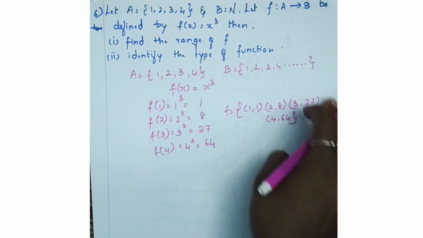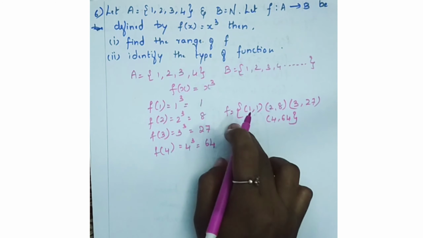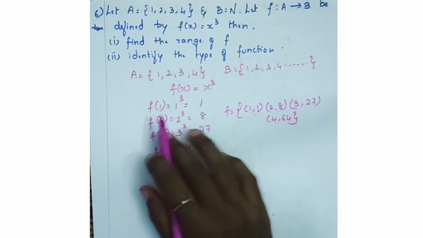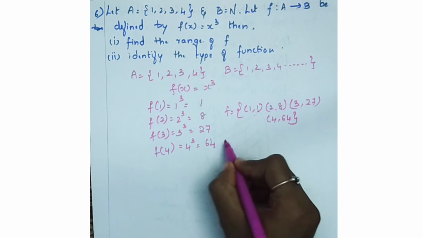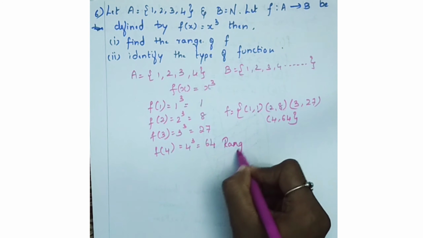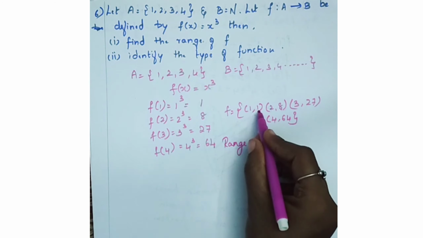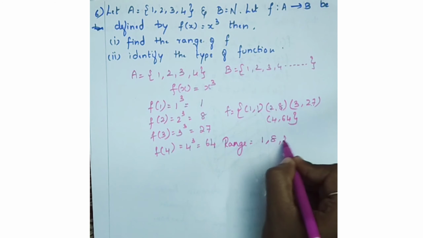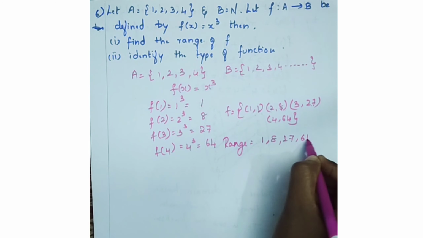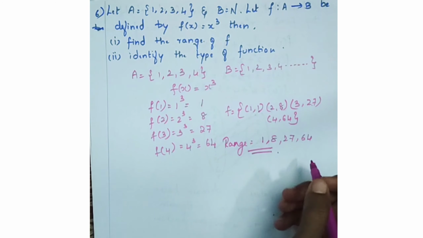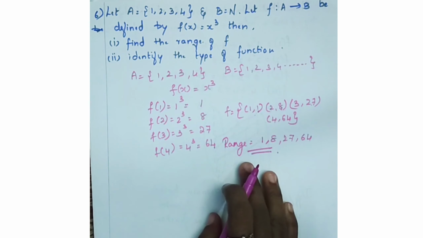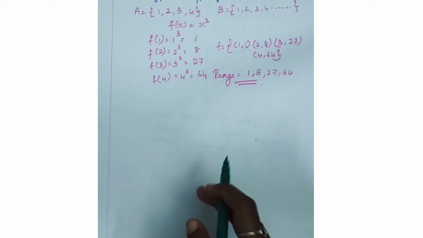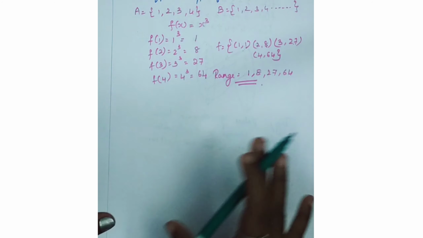So you have shown your f. Now just show the range. Range means all the codomain elements, where it is mapping. So the range is 1, 8, 27, 64. So this will be your range. Now we'll find the type of function. Now we'll identify the types of function.